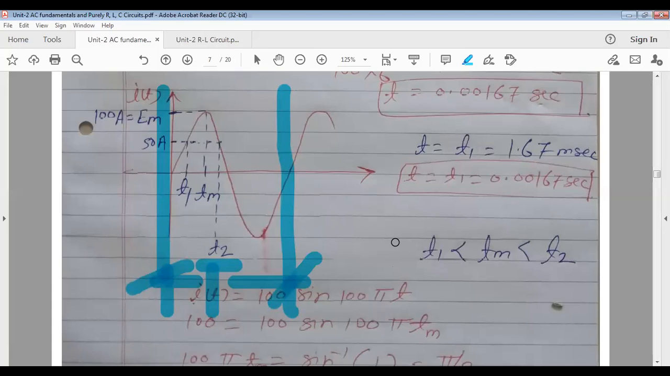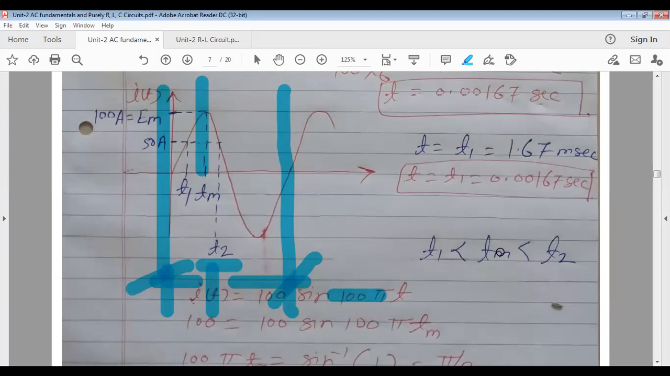Time period: now you know omega is equal to 100 pi. You can equate, meaning 2 pi f is equal to 100 pi, isn't it? So you will get the frequency, means you can calculate the time period also. Inverse of frequency is time period, isn't it? So you now have the time period value. What is the relationship between the time period and Tm? Tm is equal to one fourth of the time period. Correct, isn't it? Got it?